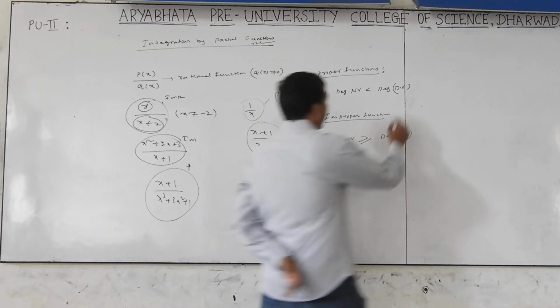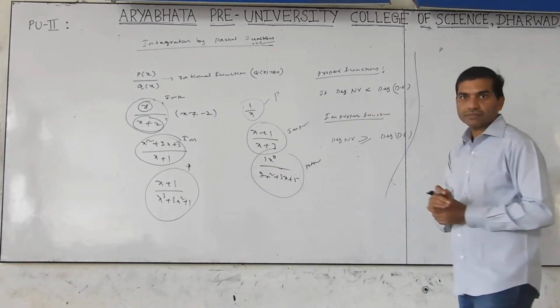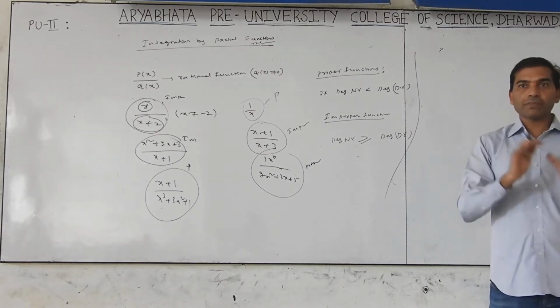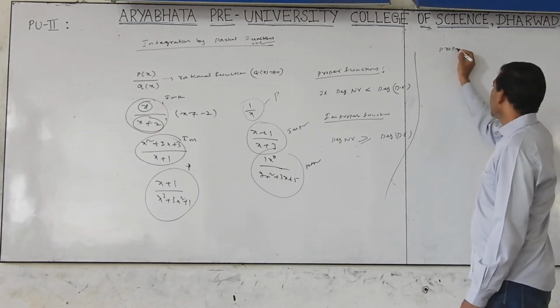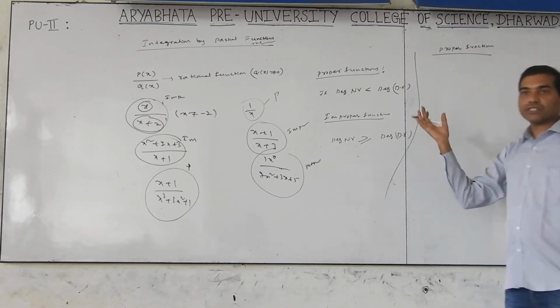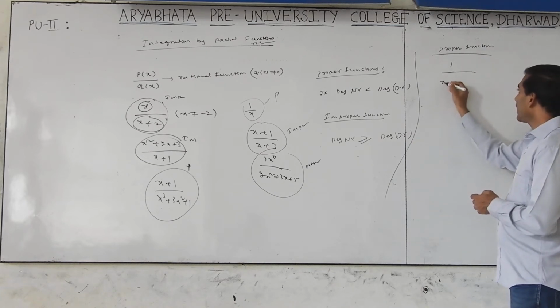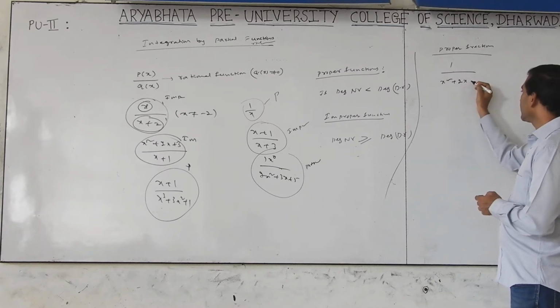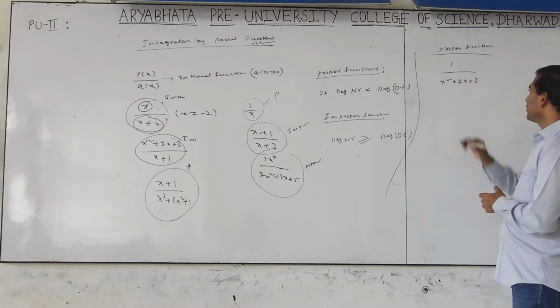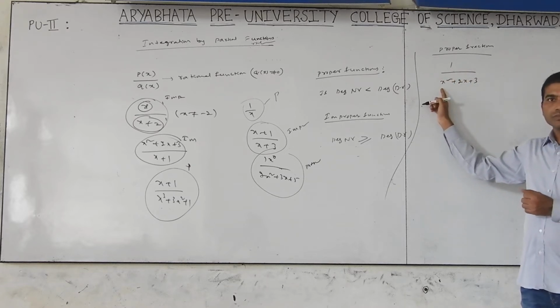If it is a proper fraction, how do we make it partial fractions, how do we split? For example, 1 by x square plus 2x plus 3. Is this proper or improper? Proper. Yes, the numerator degree is 0, the denominator degree is 2.